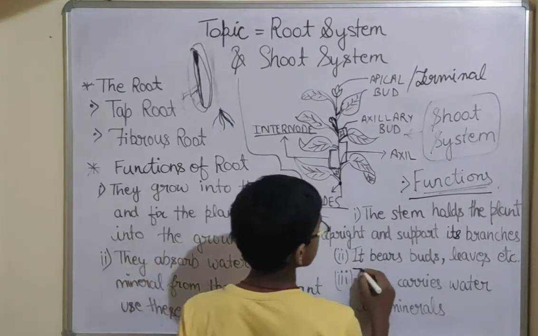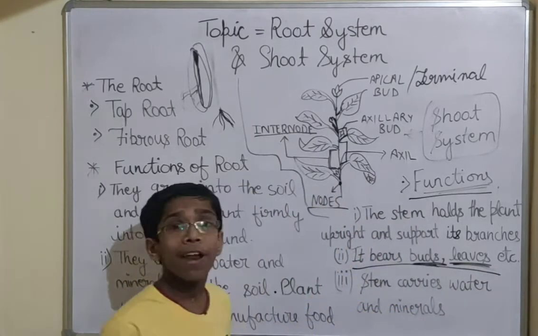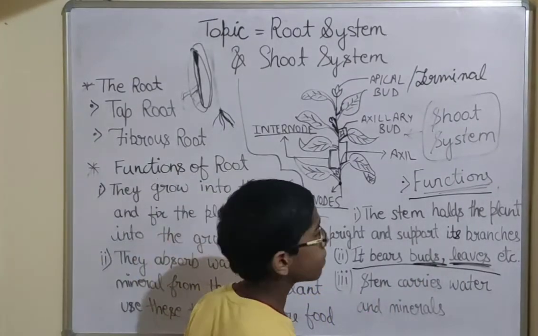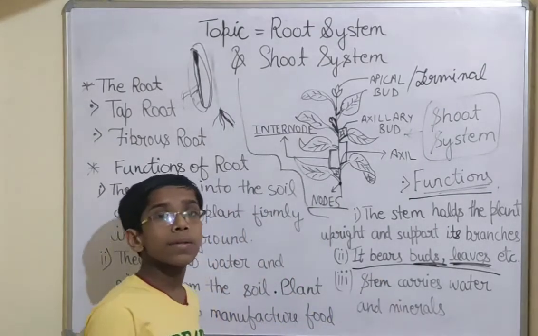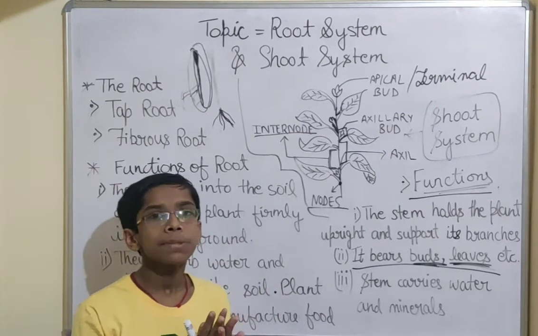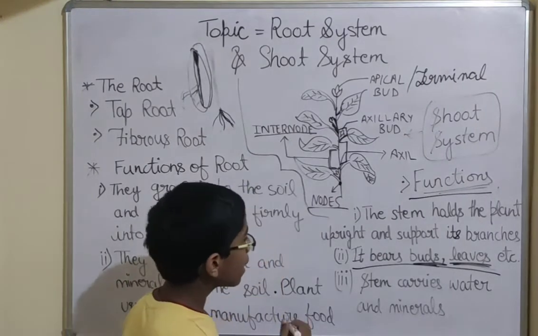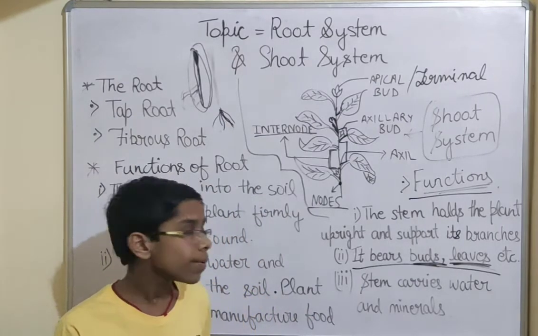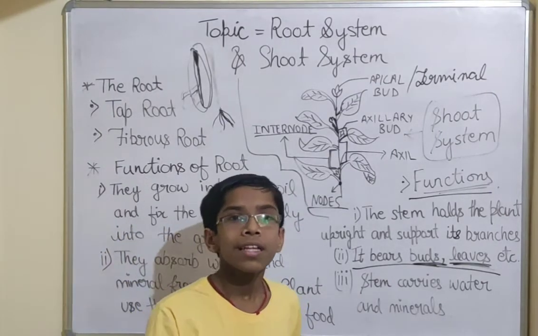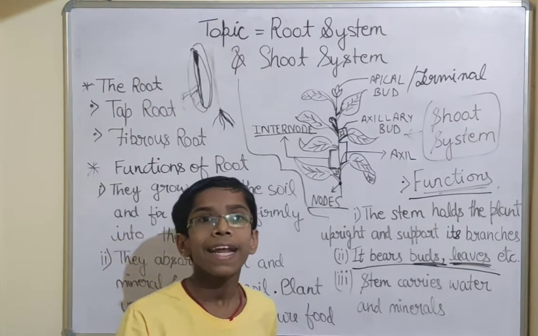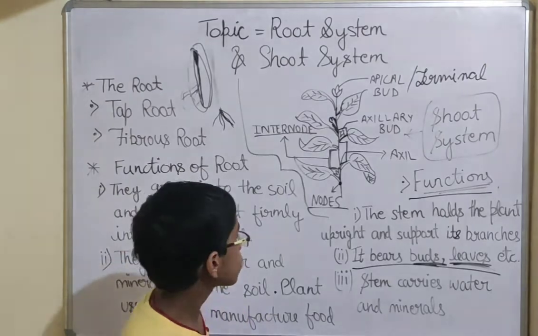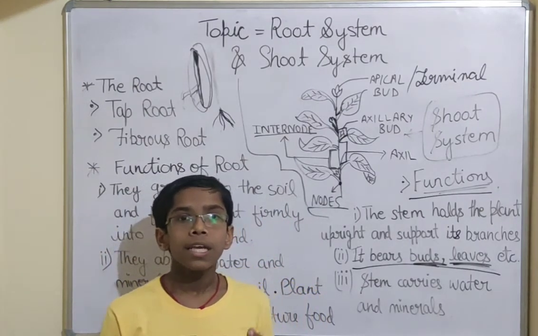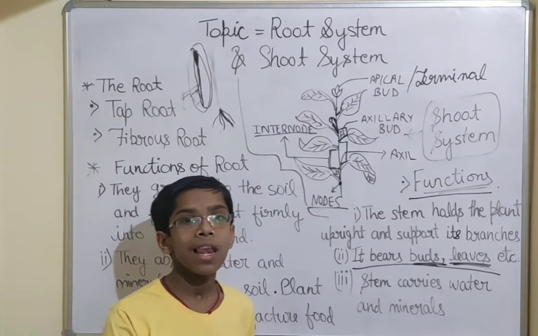The next function of the stem is that it bears buds, leaves, flowers, etc. When it bears the leaves, it does so in such a way that they can get the maximum possible sunlight. They spread the leaves so that they can get the maximum sunlight and air, so that they can grow very nicely. So the main function of the stem is to bear buds, leaves, flowers, and to grow leaves in such a way that they get the maximum possible sunlight and air.